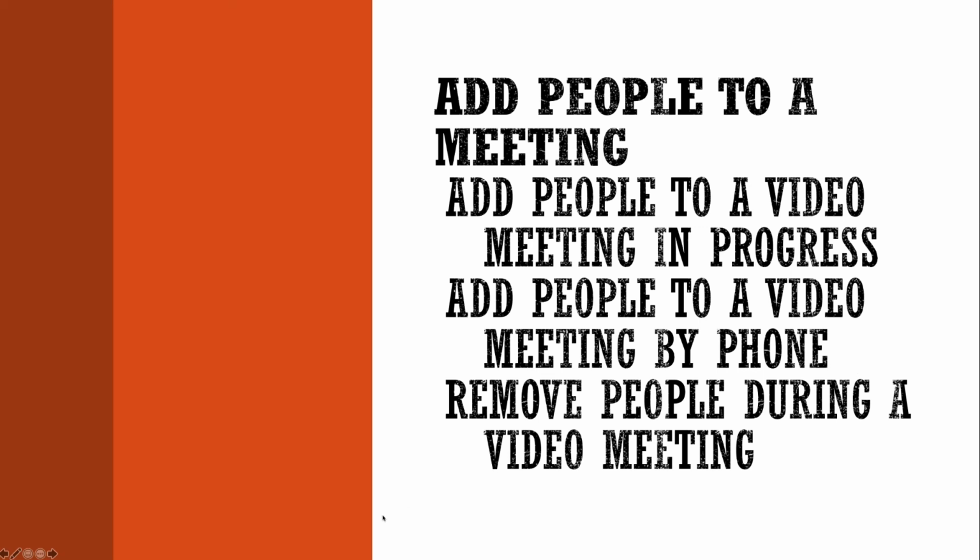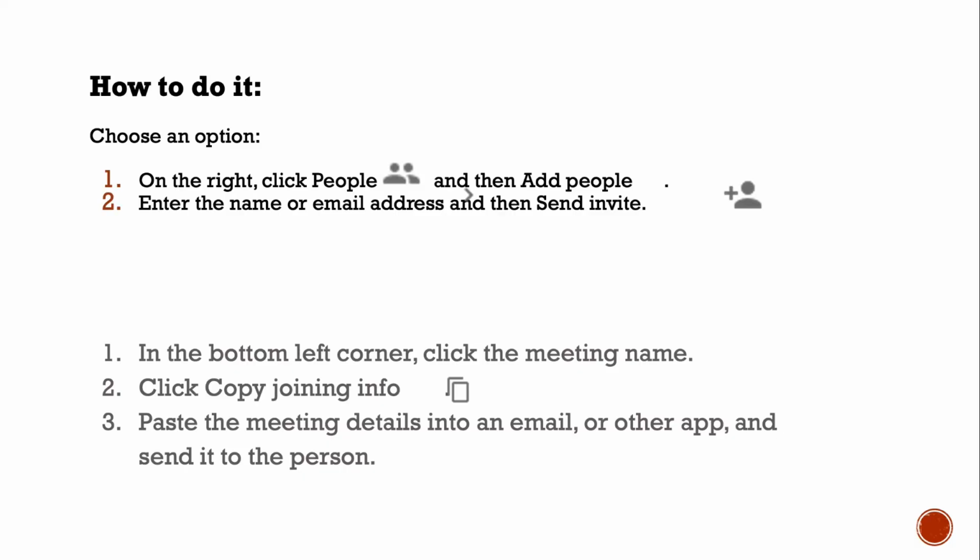You can add people to a meeting after it's already in progress. You can add them by phone. You can remove them during a meeting if they're just being really annoying. If you want to add people, you can click on the thing on the top right of your screen that shows multiple people, and then it'll give you an option to add people, and you can add their name and address. Or in the bottom left corner, you can click the meeting name and click on copy joining info and get their details.